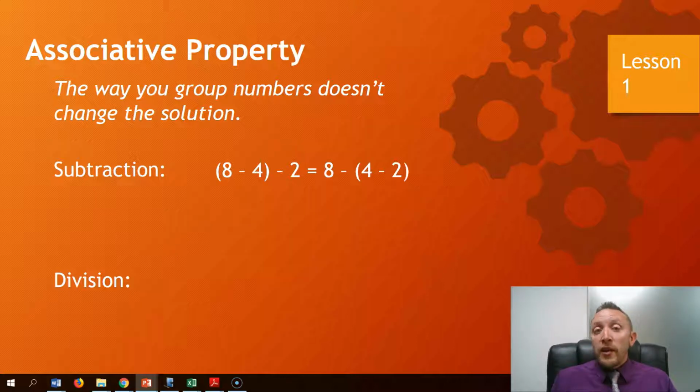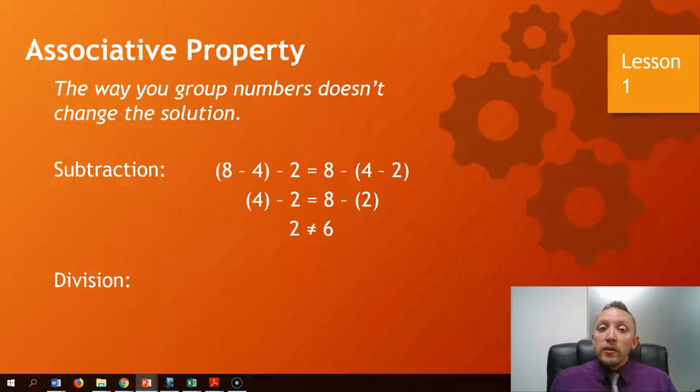Or let's say if we did 4 minus 2 first, and then we're going to subtract that from 8. So order of operations, let's do in parentheses first. So 8 minus 4 is 4. And on the right side, 4 minus 2 is 2. So now if we simplify both of these, 4 minus 2 on the left side would give us 2 as our answer. But 8 minus 2 would give us 6 as our answer.